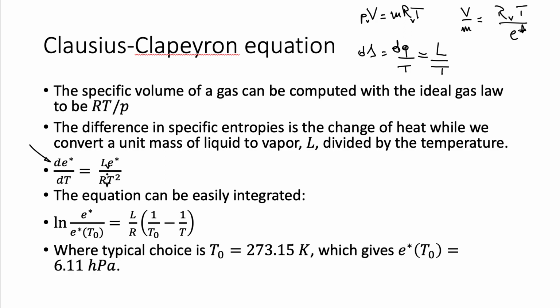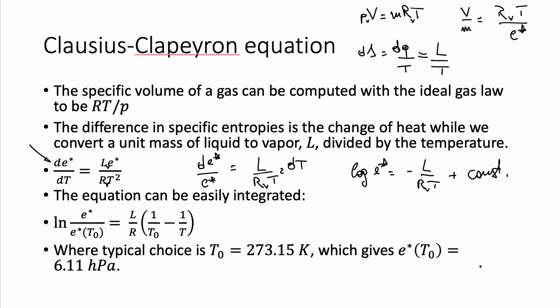This equation is actually not particularly complicated because it's perfectly separable. dE*/E* equals L over Rv T squared dT. And you can integrate both these terms, and you'd have the logarithm of E* equals minus L over Rv T plus some constant that you can determine.